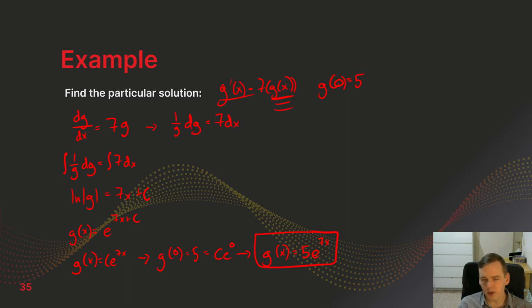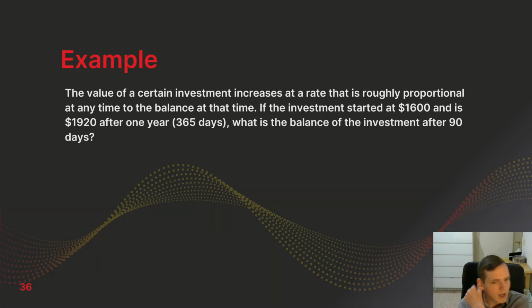The next example here will help reinforce this point. The value of a certain investment increases at a rate that is roughly proportional at any time to the balance at that time. So what they're saying is this is an exponential function or an exponential model. If the investment started at $1,600 and is at $1,920 after 1 year or 365 days, what is the balance of the investment after 90 days?